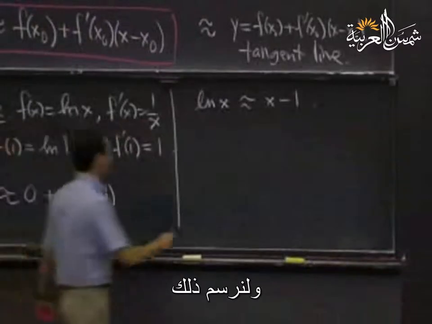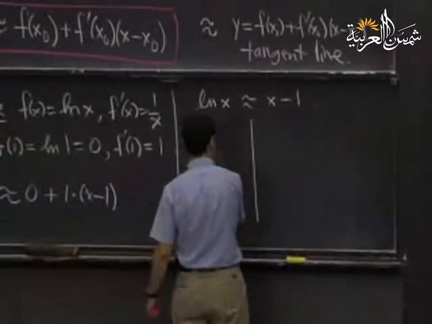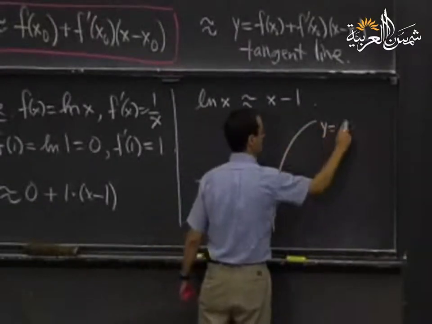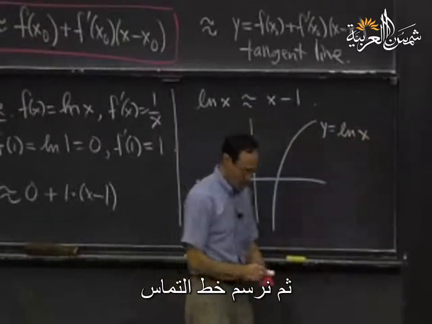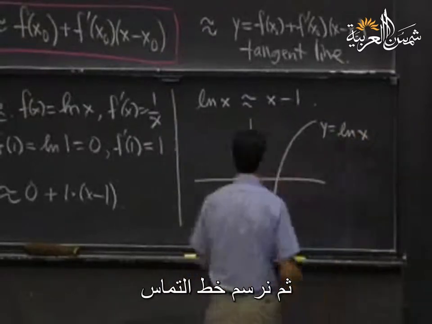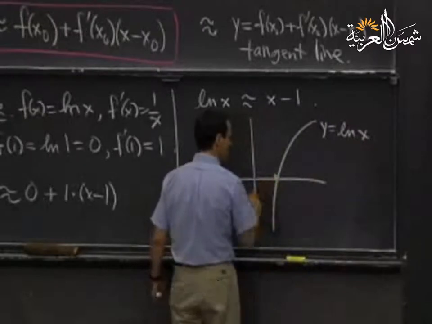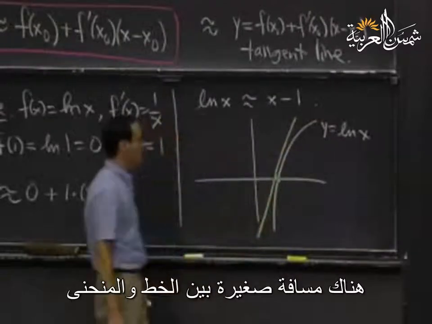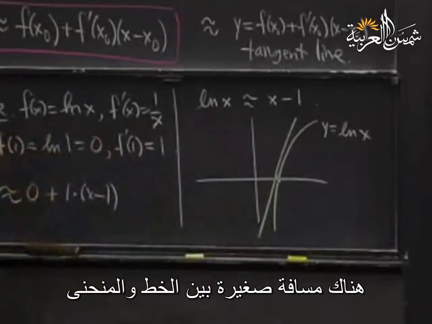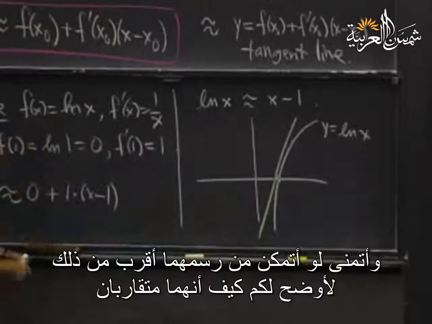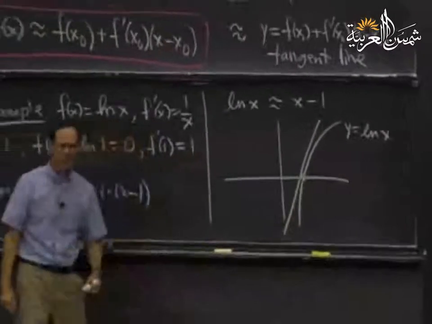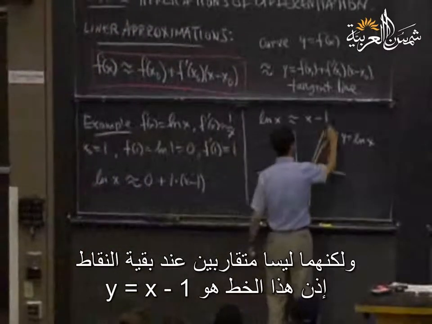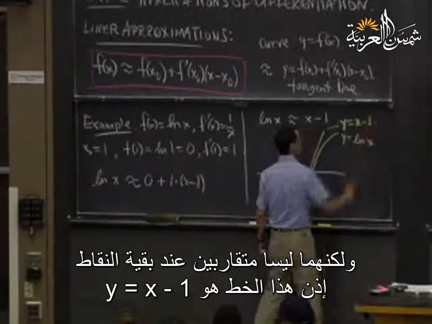And let me draw a picture of this. So here's the graph of log x. And then I'll draw in the tangent line at the place that we're considering, which is x equals 1. So here's the tangent line. All right, I separated them a little bit, but really I probably should have drawn it a little closer to show you. The whole point is that these two are nearby. But they're not nearby everywhere. So this is the line y equals x minus 1.